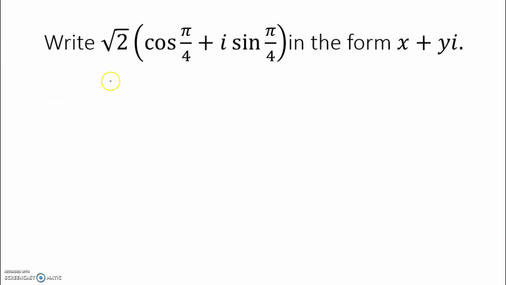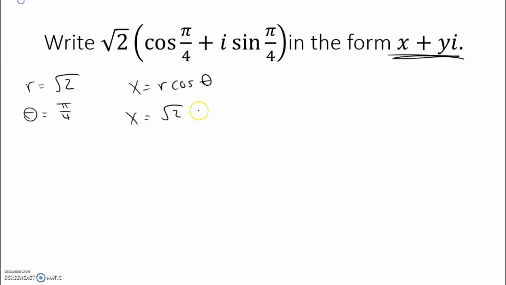Okay, if we go backwards, now they've given us a polar form and they want us to go back to the complex number. Well, here they say that r is the square root of 2, and our argument or theta is pi over 4. To get back to x and y, we said x is equal to r cosine of theta. So x is equal to the square root of 2 times the cosine of pi over 4, which is just 45 degrees.